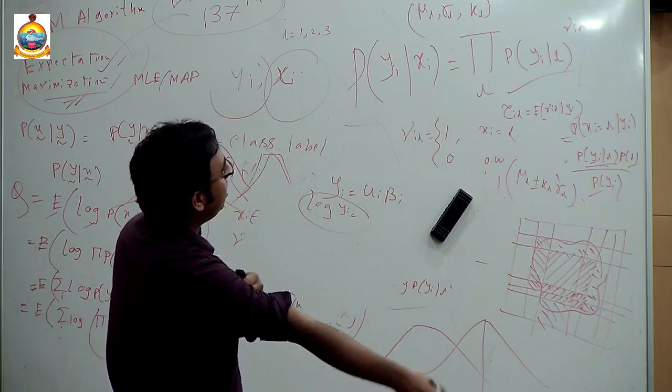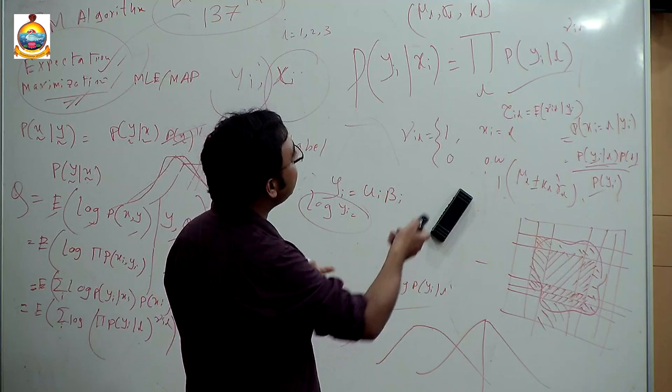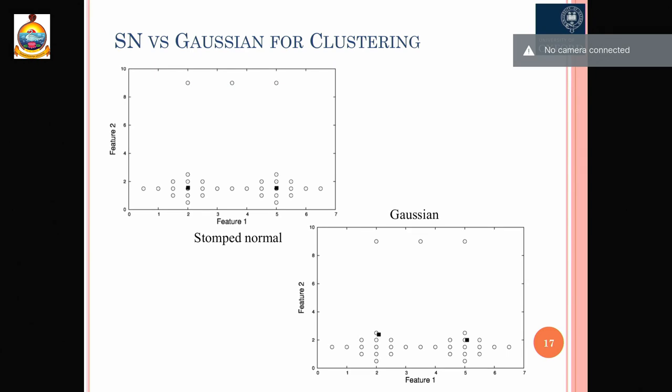So now, what is the advantage of this new distribution? This is just an example. You see, we had two features, one and two, and we had some outliers in the top right. If you use the Gaussian distribution to generate the clusters, these black boxes are the means. Obviously the means are prone to the noise and outliers, as is evident from this image.